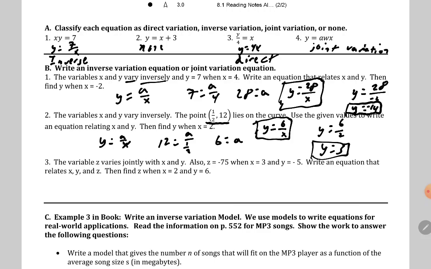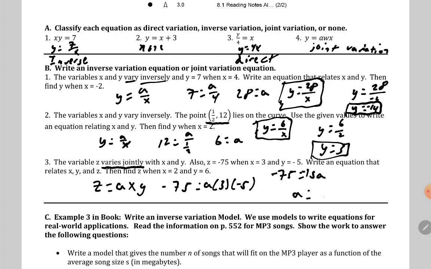The variable z varies jointly. So the key words here, varies jointly. So z equals a x y. And then they give us z, x, and y, so we need to find a. So negative 75 equals a times 3 times negative 5. So I have negative 75 equals negative 15a. Divide by negative 15, and we'll get a equals 5.